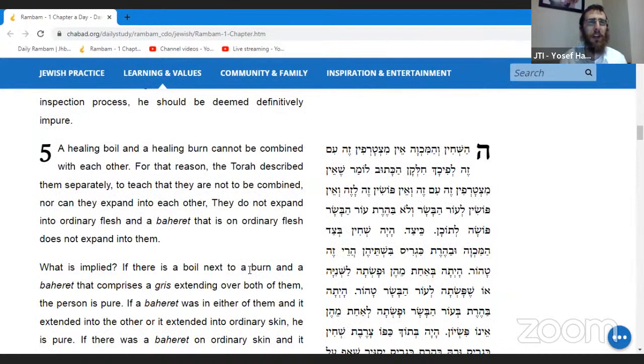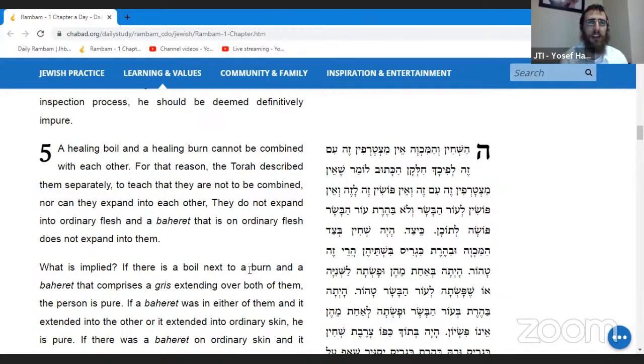Now, the healing boil and the healing burn cannot be combined with each other, these 2 types of wounds. For that reason, the Torah described them separately. Because until now, we've said that they're the same. We're wondering what's the difference if it was because of a fire or it was eczema. Either way, there's a wound.